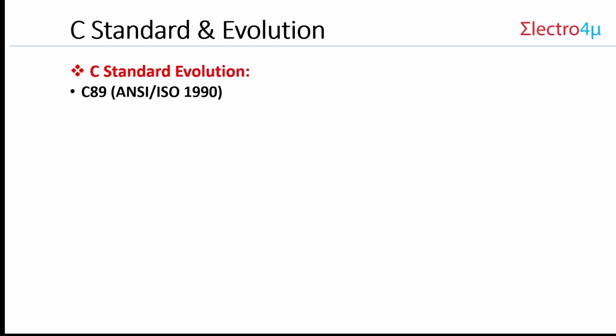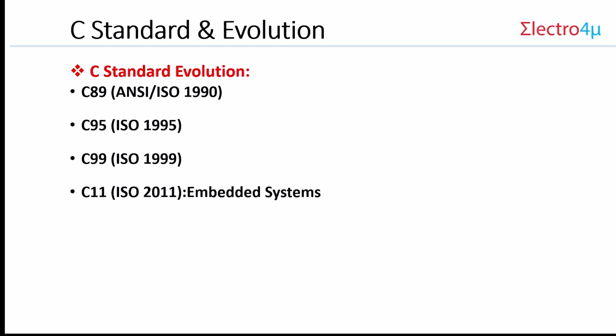C standard and evolution. In 1989, the ANSI published a standard for the C programming language called C89. This standard was adopted by ISO in 1990 as C90. The subsequent versions included C95 in 1995, C99 in 1999, and C11 in 2011. The C11 standard is particularly relevant for embedded systems.